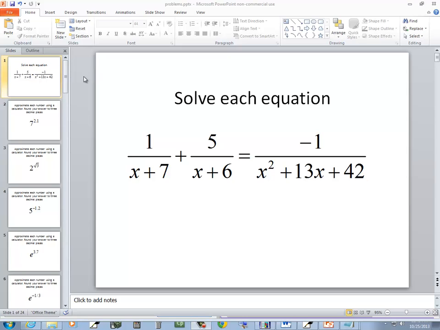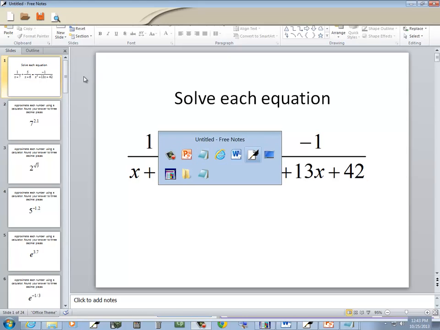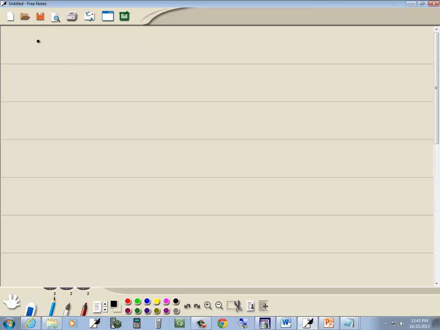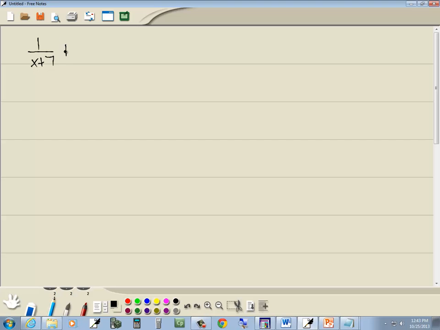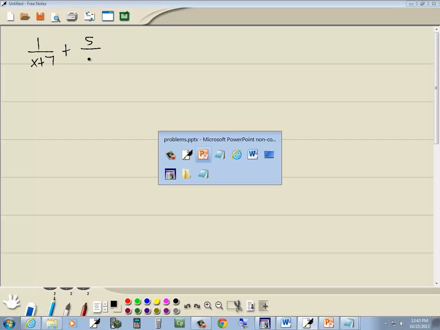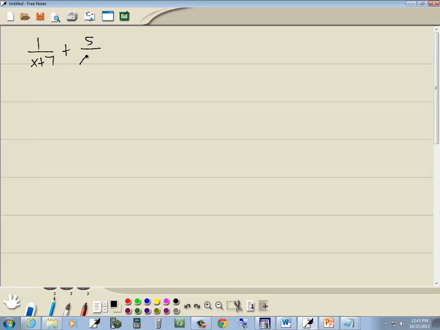Let's solve this rational equation. We got 1 over x plus 7 plus 5 over x plus 6 is equal to negative 1 over x squared plus 13x plus 42.